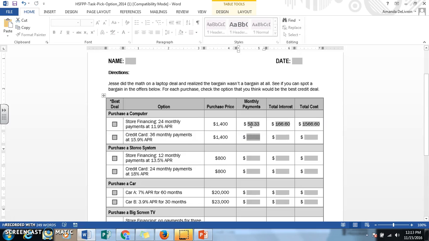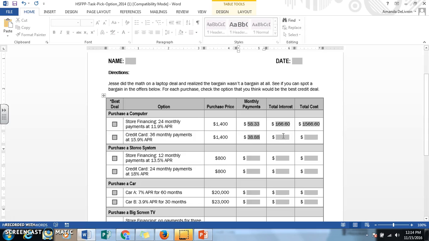So again, let's do that if I was to choose purchasing a computer using a credit card. Well, this would be $1,400 divided by 36 payments. So $1,400 divided by 36 is $38.88.